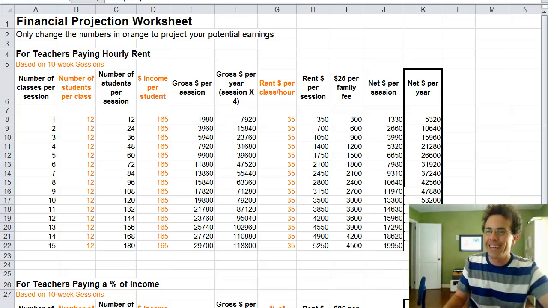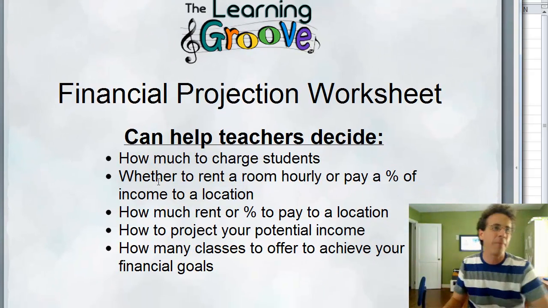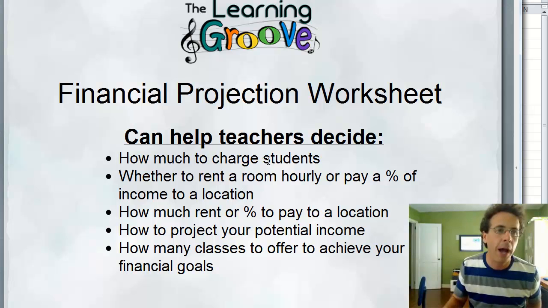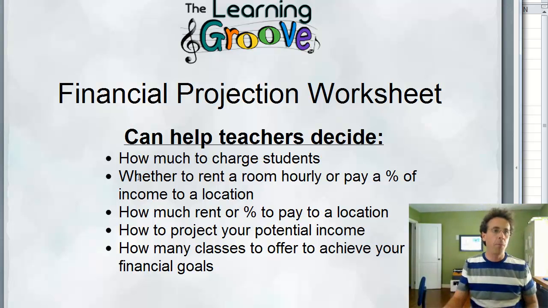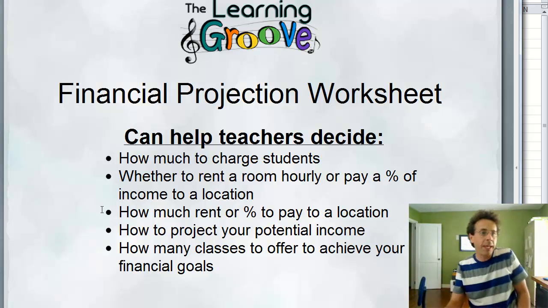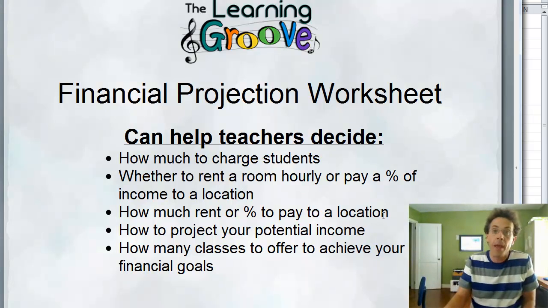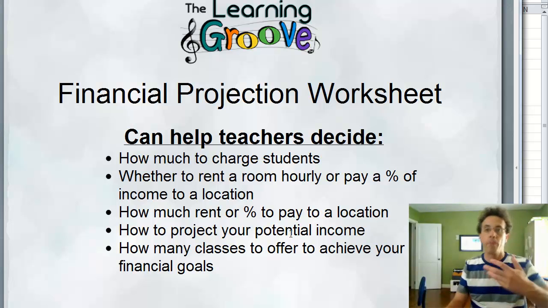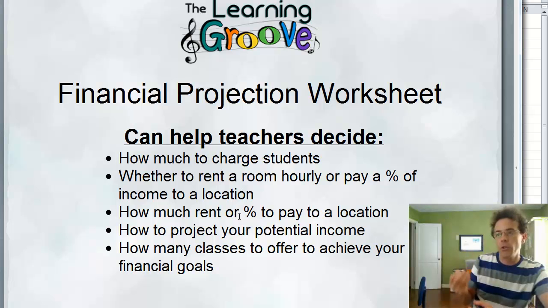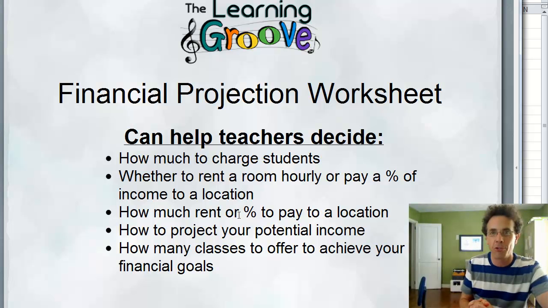All right, so once again, to summarize, how will this help you? Number 1, it will help you determine how much to charge students. It can help you determine whether to rent a room hourly or to pay a percentage of income to the location. It can help you decide how much rent or percent to pay to a location. It can help you figure out how to project your potential income. And finally, when you know what your potential income is, what you'd like it to be, it can help you decide how many classes to offer to achieve your financial goals.